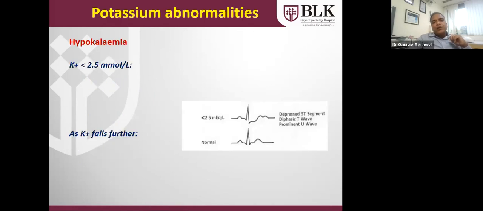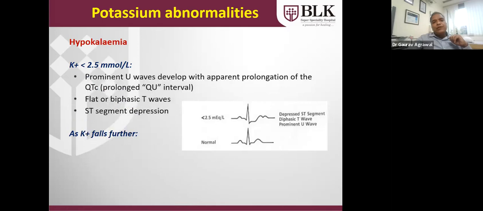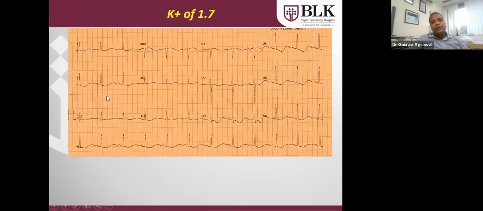Now, a few words about hypokalemia. When the potassium is less than 2.5 millimole per liter, you will see a prominent U wave like this. This is the end of the T wave followed by the U wave. This is known as the prolonged QU interval. The T wave is either biphasic because of the U wave, or it will be flat, and the ST segment will be depressed. As the potassium falls, the PR interval will prolong, and sinoatrial block may occur. So we have to be very careful when the potassium is less than 2 millimole per liter.